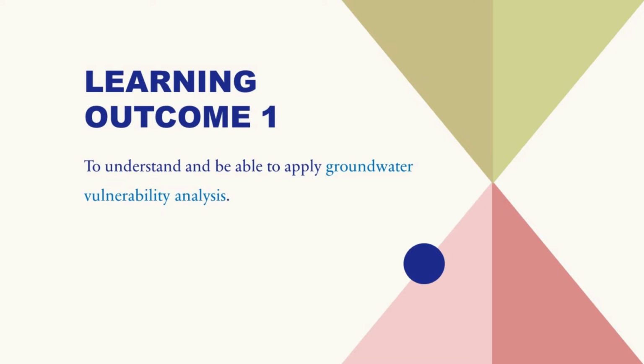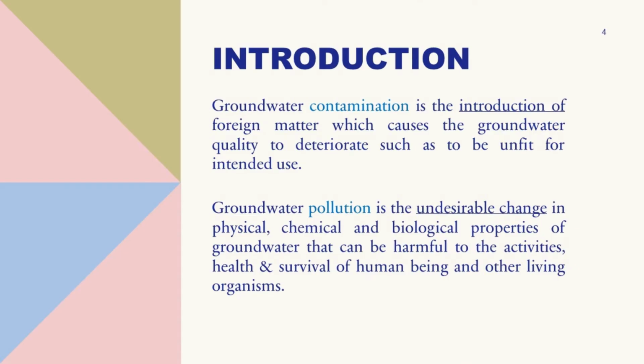So let's focus on the first learning outcome, which is to understand and be able to apply groundwater vulnerability analysis. So what does it mean by groundwater vulnerability analysis? Groundwater vulnerability is a term used to represent the natural ground characteristics that determine the ease with which groundwater may be contaminated by human activities. Groundwater is vulnerable to contamination from a wide range of human activities. The vulnerability of an aquifer depends on the characteristics of the aquifer itself, as well as those of overlying rocks and soils, and also the thickness of the unsaturated zone, plus the properties of any pollutants.